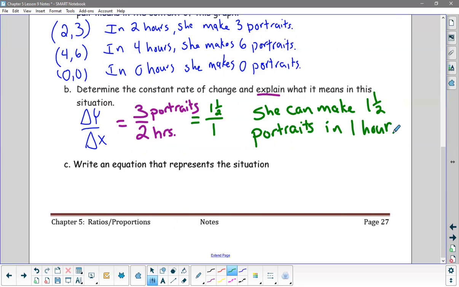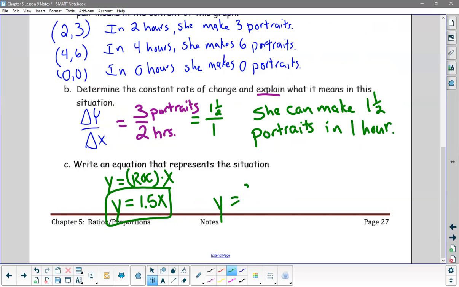Okay. All right, finally, write an equation that represents this situation. Well, remember, it's just y equals your rate of change times your x. So in this case, it's just y equals 1.5 times x. Or again, if you left it as 3 over 2, that'd be fine. Y equals 3 over 2x is also right. You could also go this. Okay. So either would be correct. All right, next page.